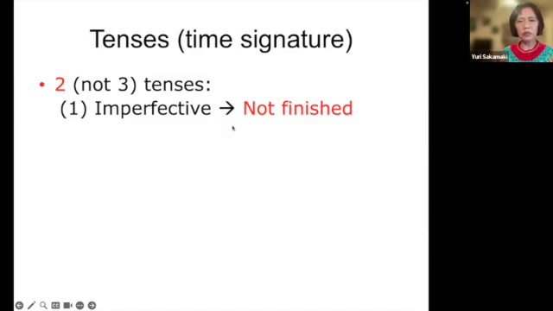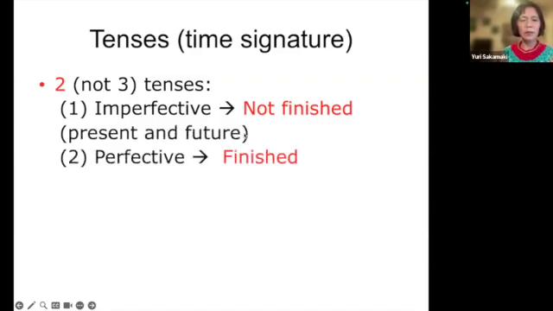So what's the second one? You can probably guess. It's perfective. It's finished. So it's already done. That's kind of the equivalent of the past tense in English. But we put the present and future tenses together, so it's just easier than dealing with 3 tenses. So in the Japanese language, we only have 2 time signatures: finished and not finished.